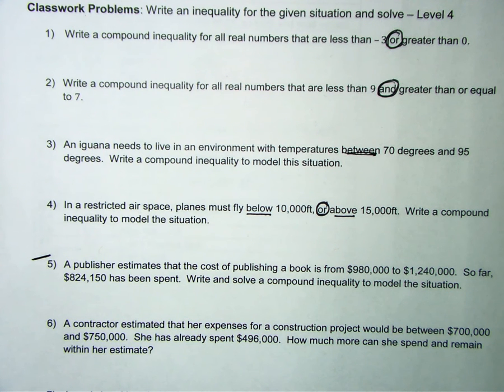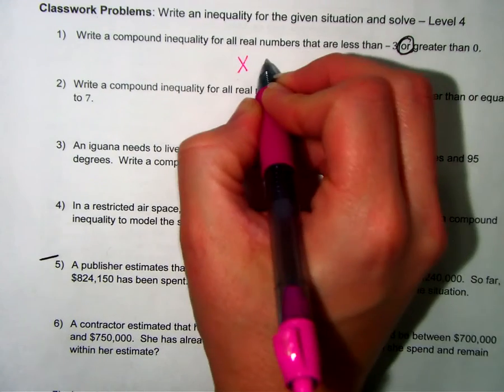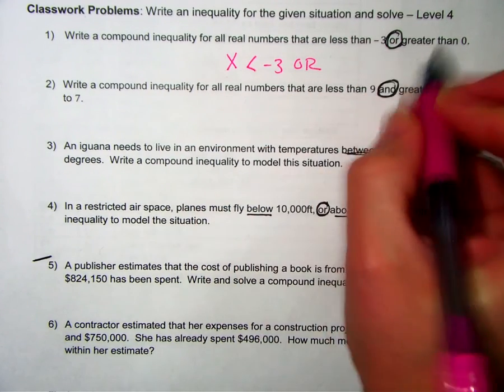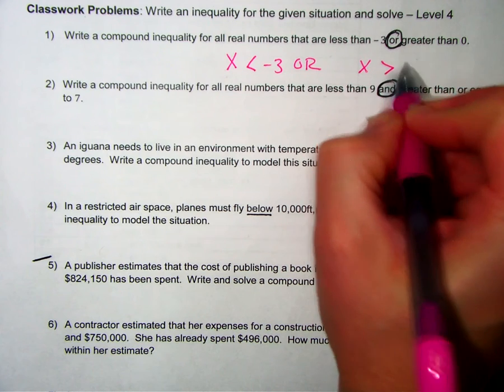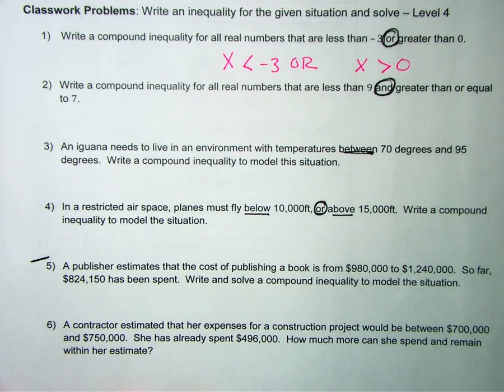Okay, let's check these out, because this isn't actually what's going to be on your assessment. We're just working up to what will actually be on your assessment. So the or one, it says we want all numbers less than -3. Put the word or. You want all numbers greater than 0. So you have to put the x in there. It doesn't tell you to put x. You've got to bring the x.